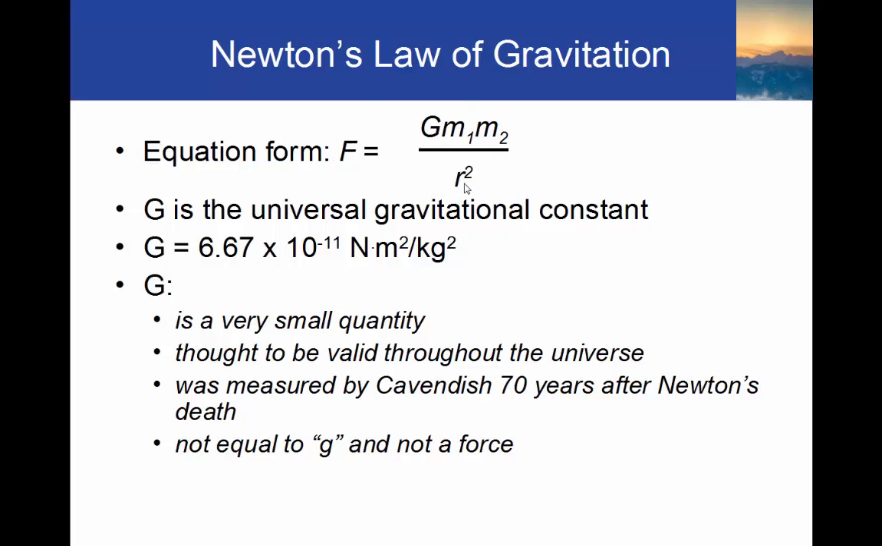F equals G m1 m2 over r squared. So we need to know the masses, and G is the universal gravitation constant, 6.67 times 10 to the minus 11 newton meters squared per kilogram squared. So we've got to get the masses to put in here. That's the mass of an electron and the mass of the proton.